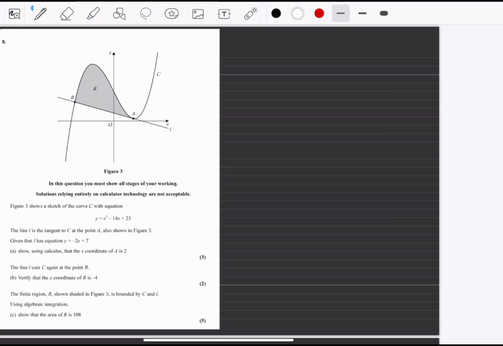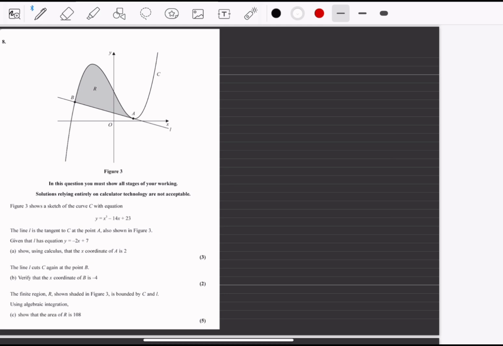Figure 3 shows a sketch of a curve C with the equation y equals x cubed minus 14x plus 23. The line L is tangent to C at the point A, also shown in figure 3. Given that L has the equation y equals minus 2x plus 7, show using calculus that the x-coordinate of A is 2. So let's start doing this question.